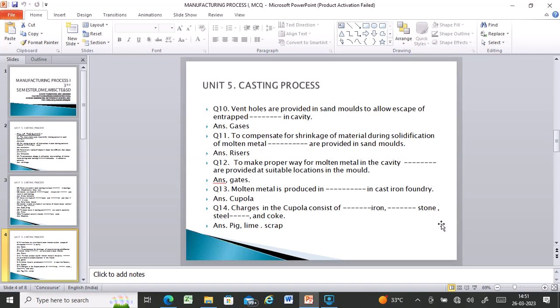Question 13. Molten metal is poured in dash in a cast iron foundry. Answer: cupola. Question 14. Charges in the cupola consist of dash iron, dash stone, steel dash and coke. Answer: pig iron, limestone and steel scrap.